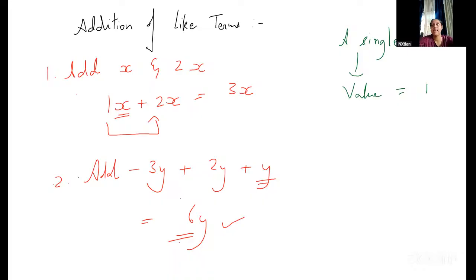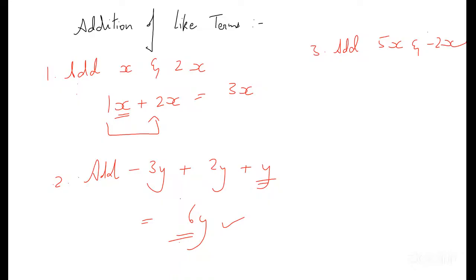Okay. Very good. Now, what if we have negative terms? Look at this example. Add 5x and minus 2x. Can you solve this and let me know what will be the answer?